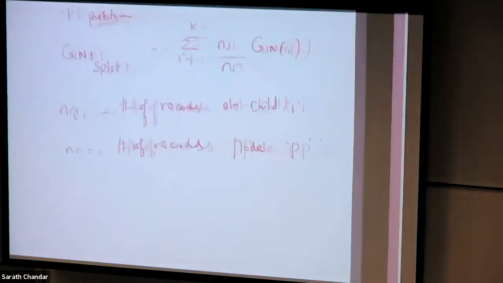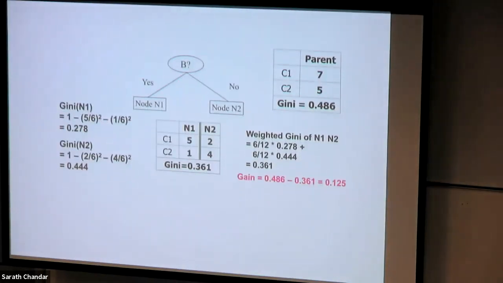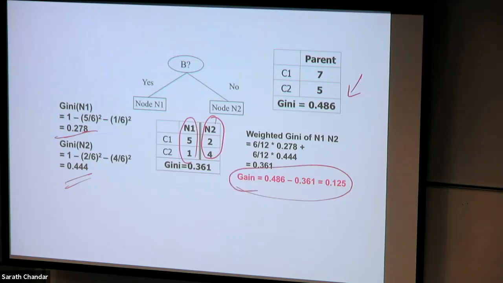So here is one example worked out for you. In this case, the parent has 7 records of class C1 and 5 of class C2, so you have the Gini here. And there is one possible split, which splits the data into these 2 partitions. For each partition, you compute the Gini separately, and then you compute the weighted Gini. And this is the gain. By doing this split, my initial Gini of 0.486 became 0.361, right? So the gap between 0.486 and 0.361 is the gain from this split.